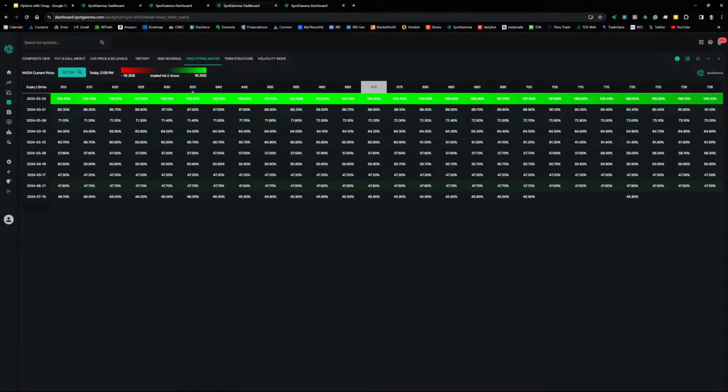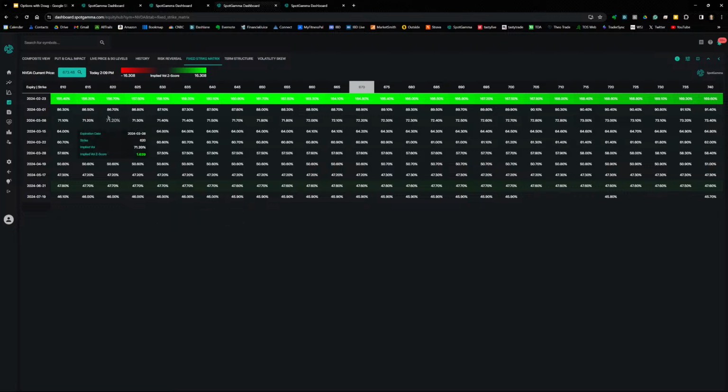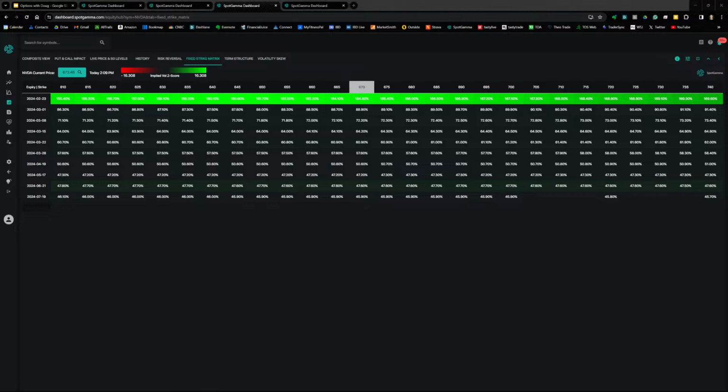This is the fixed strike matrix. Note the green band here, for the Friday expiration 423. Green band indicates heightened volatility across this band of strikes shown on the chart here.